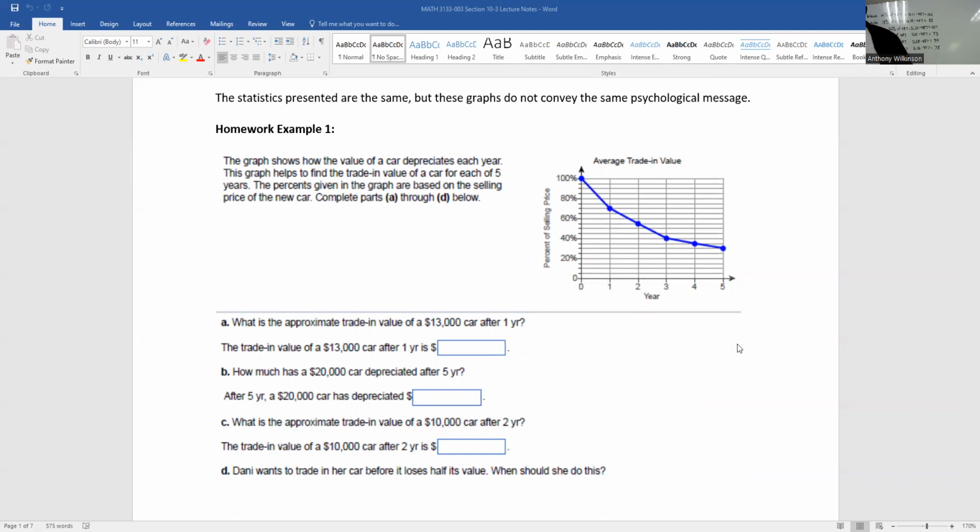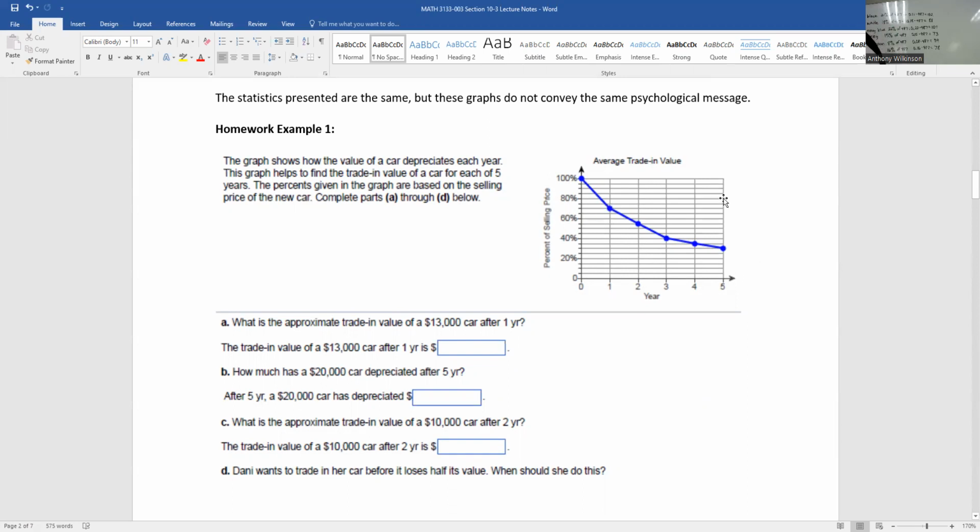Not $13,000. Okay. The car had a value of $13,000, and then let's say we want to trade that in after 1 year. So here, that's the point for 1 year. What would be the percentage here? This is between 80 and 60. Let me see, 65, 70, 75, 80. That looks like 75%. Oh, I'm sorry, 70%. You're right, 70%.